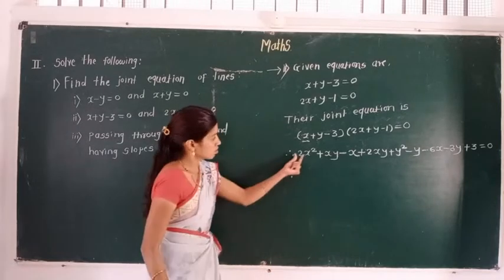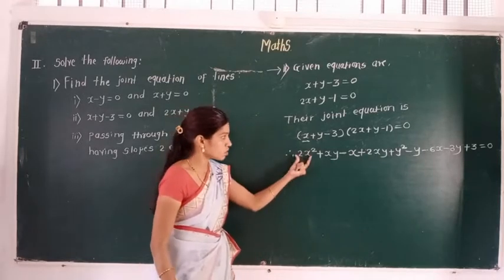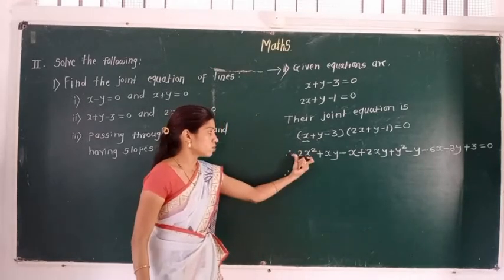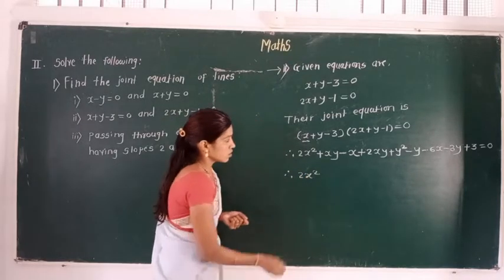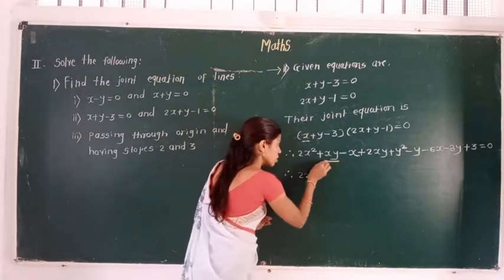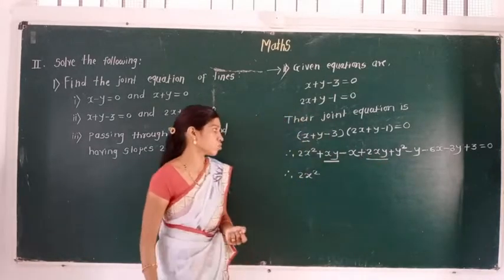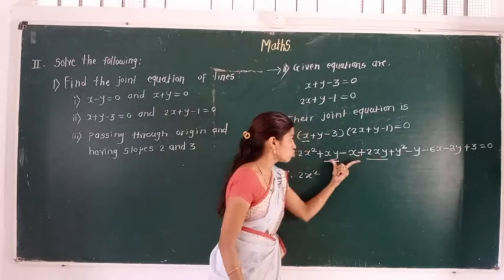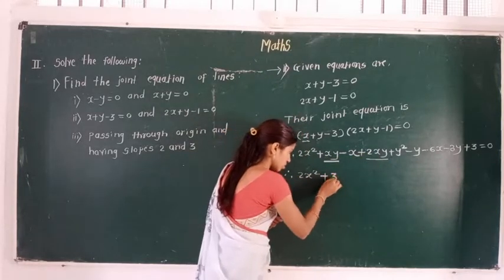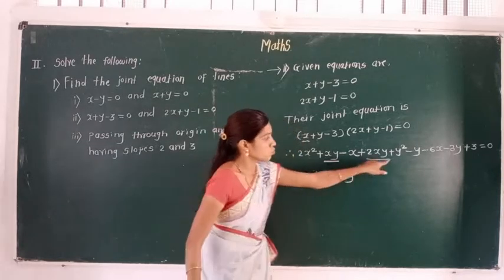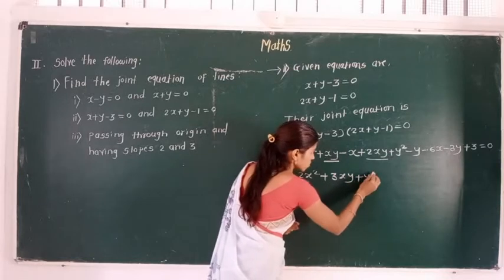We write here 2x square. If we look at this equation, there is only one term of 2x square. So we write 2x square as it is. Now see the variable x into y. Here also the variable x into y. Take the sum of these two terms: xy plus 2xy, we get 3xy. The y square term, take as it is, plus y square.